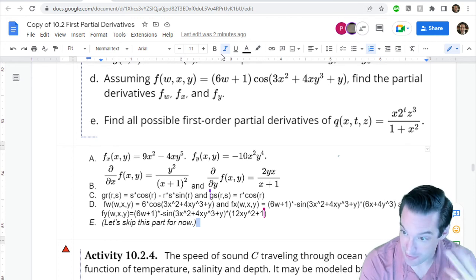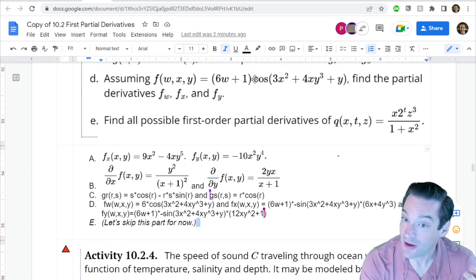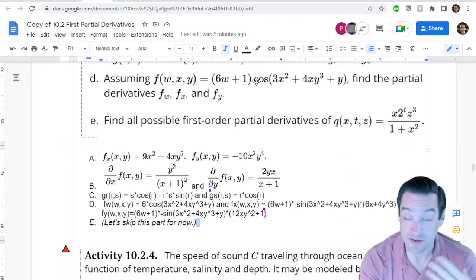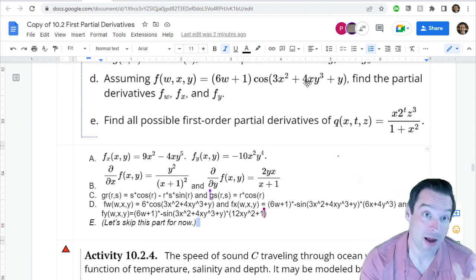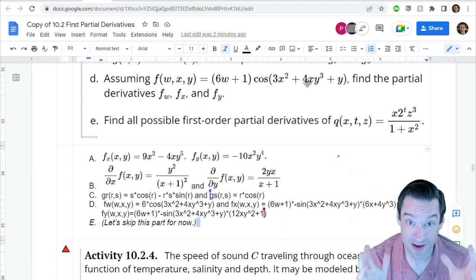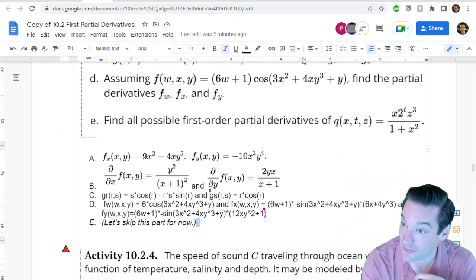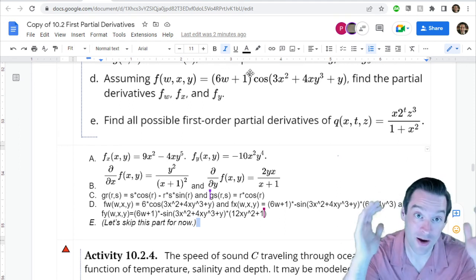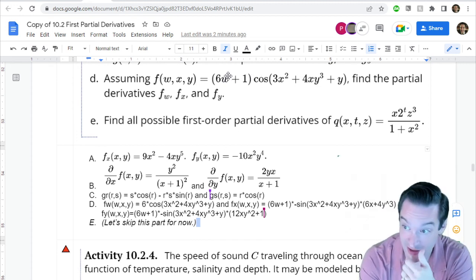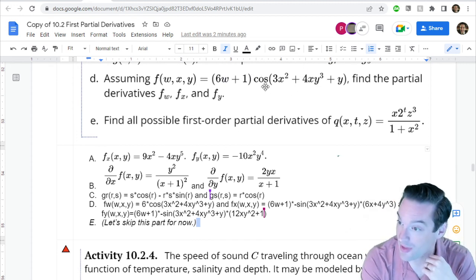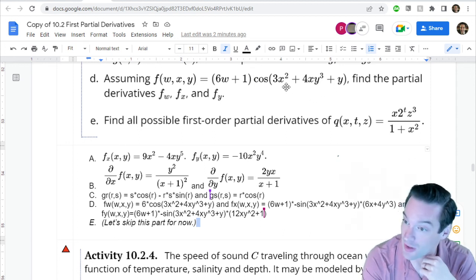As I was hearing your team talk through this, you noticed that with respect to w, this entire cosine of 3x squared plus 4xy cubed plus y, that whole chunk behaves like a constant. So when you took the derivative of that, it's really 6w plus 1 quantity multiplied by a constant, and so its derivative just ends up being 6 times that big constant over there.